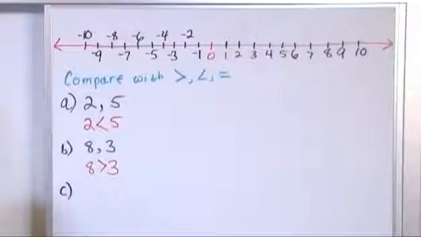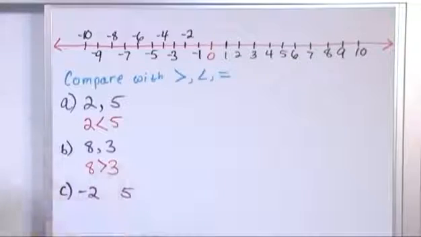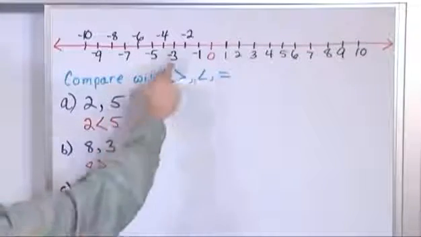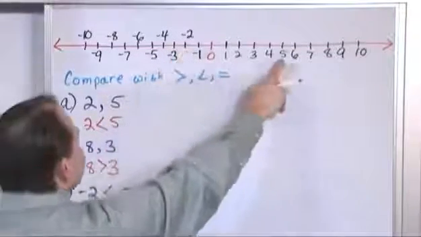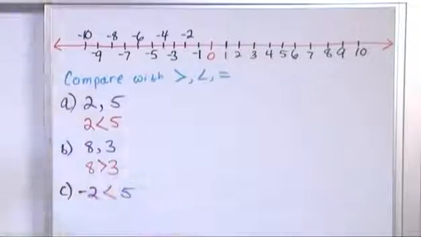Let's look at C. Negative 2 compared with 5. So let's say I just have them written like that, and the teacher says, write the proper symbol in there. Well, the arrow always points to the smaller number. Negative 2, which is way over here, is certainly less than 5, because this is way over here on the other side of 0. So it always points to the smaller number.